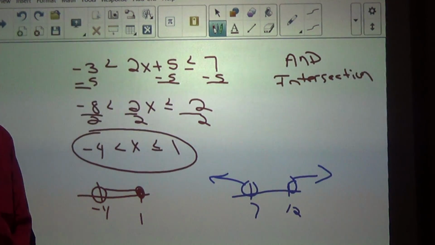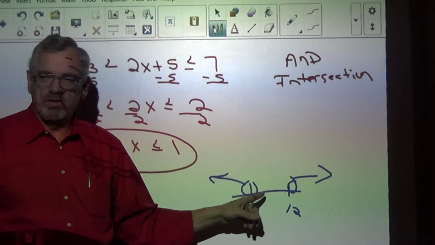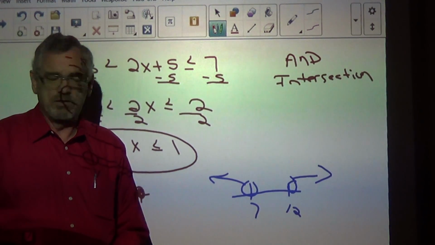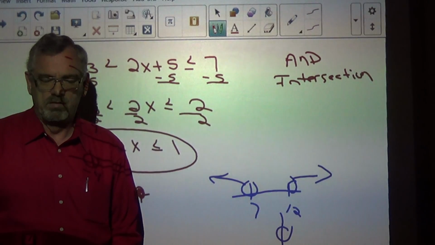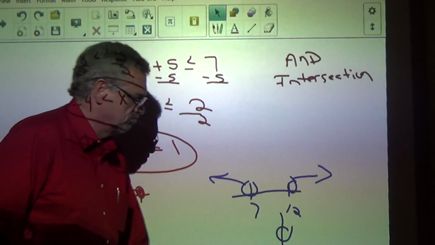They go opposite directions. Now, if my answer is the intersection, where do they intersect? They don't. So your answer on that would be the empty set. And what if it's like 7 and then the arrow goes to the right, 12?